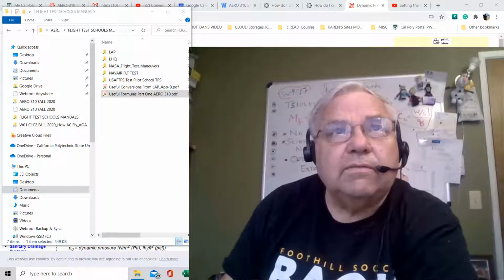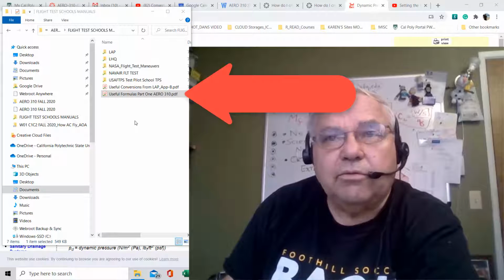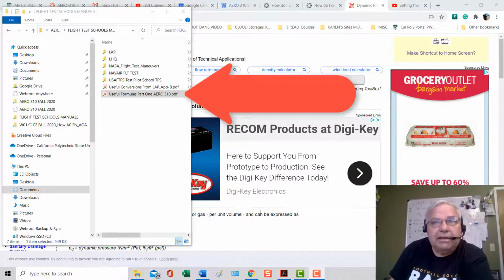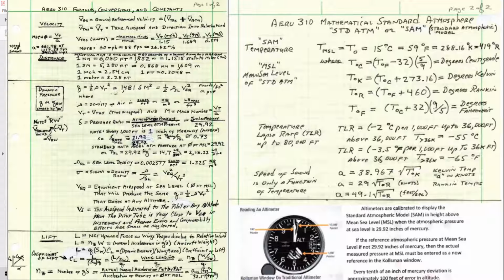The first source is a file called Useful Formulas Part 1 for AERO 310. You can get this from Canvas, and if you open up the file, you'll see it says formulas for the first half of the course. This is for the AERO course. And there's a whole host of formulas and constants that you might find easy. You can Google a lot of this stuff and get the answers, but this file is particularly suited for what you might use in a discussion or some answer that you might have to find on a quiz or an exam.